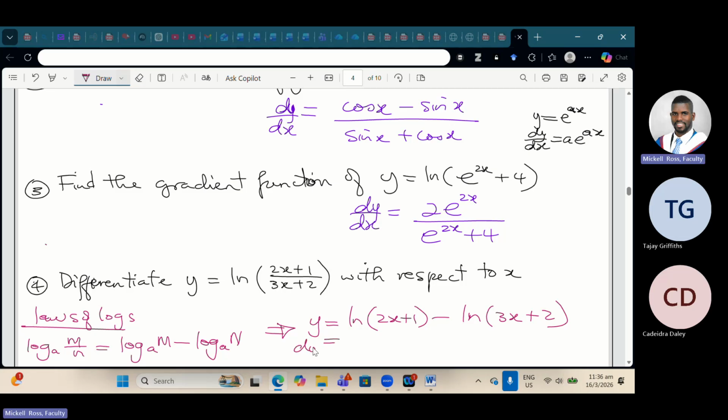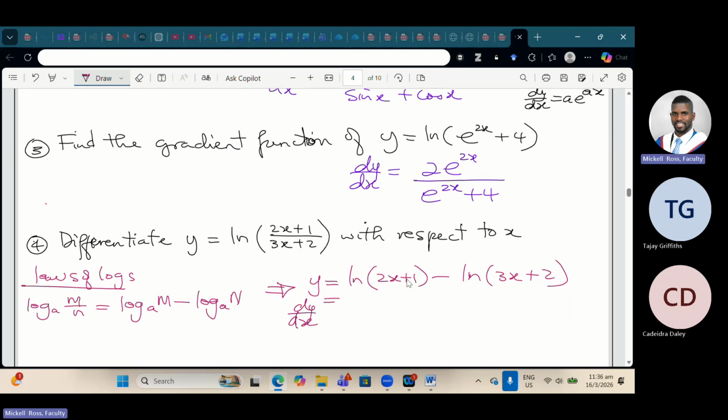So when we take the derivative now, when you differentiate this, it's going to be 2 over 2x plus 1 minus the derivative of this, which is 3 over 3x plus 2. So that is what you would end up with for your answer. The only thing you could do different here is if they had asked you to find the actual gradient, which is to substitute in the value of x.